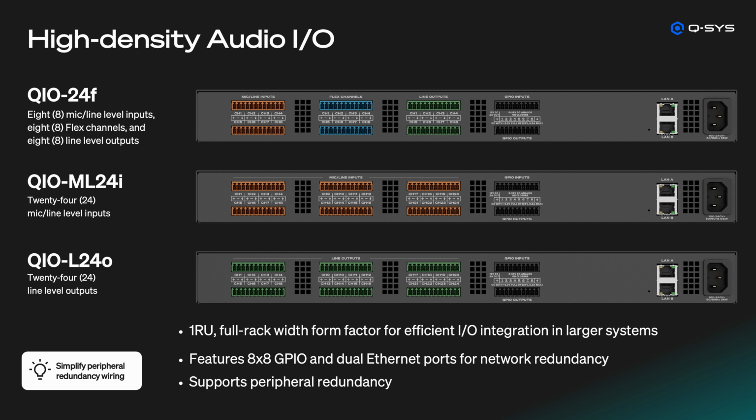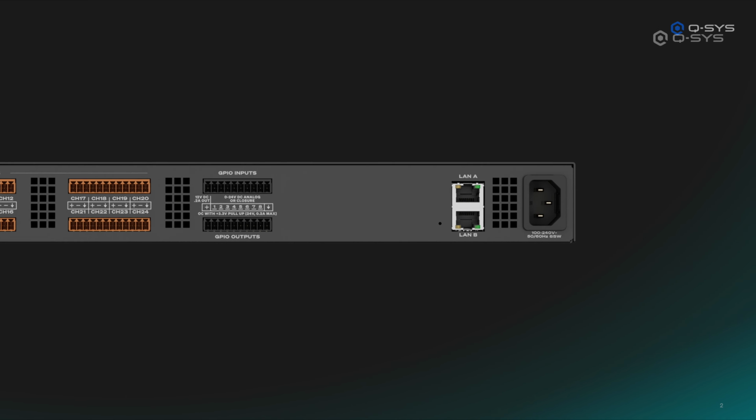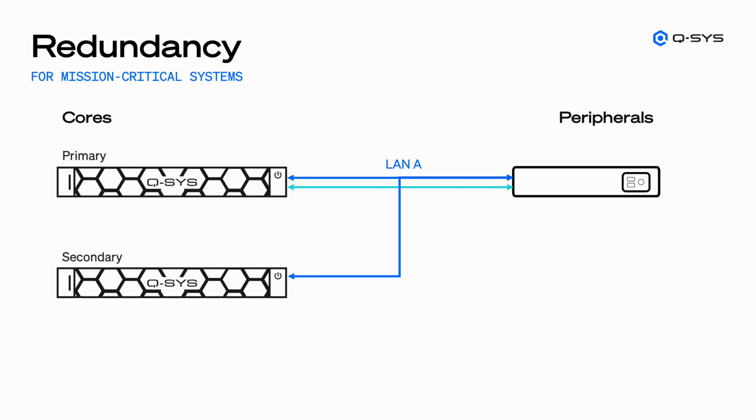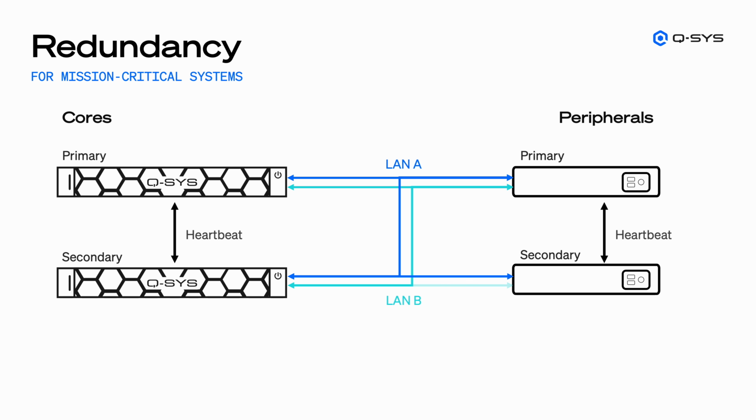The redundancy features mean that these new QIOs are perfect for mission-critical systems where you want zero downtime. They have LAN A and LAN B, just like all of the Q-SYS cores, and you can connect these to different networks, which means you can lose a network and have no audio dropouts. In addition, you could have 2 of the same model of QIO right next to each other with the inputs and outputs parallel between them, and that way you could even lose a QIO unit and lose a network and still the system keeps going. And of course, this can all be used alongside Q-SYS core redundancy.